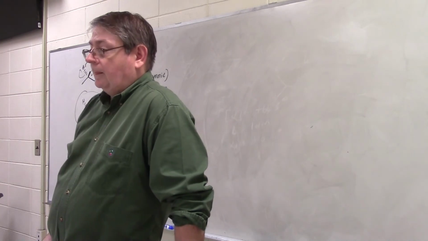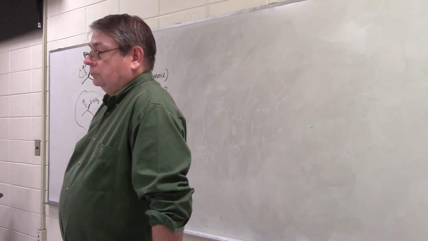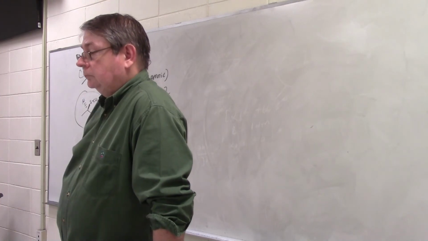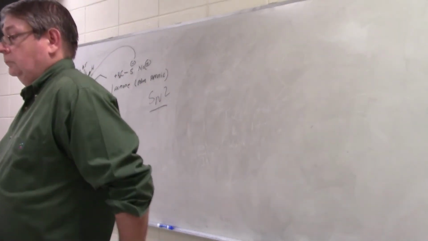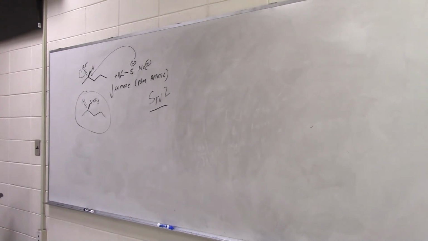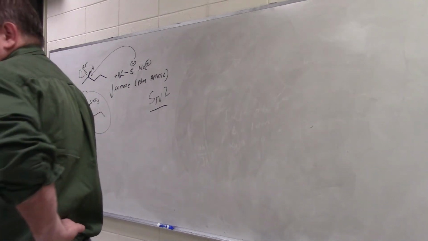So 1, 2, 3, 4. Would these count as additions to this? So 1, 2, 3, 4, 5. No, that's an alcohol. 1, 2, 3, that's a hydrogen. That is a carbon. 1, 2, 3, 5 is the longest chain. So right here, circle. Yep, that's the longest chain. What else?